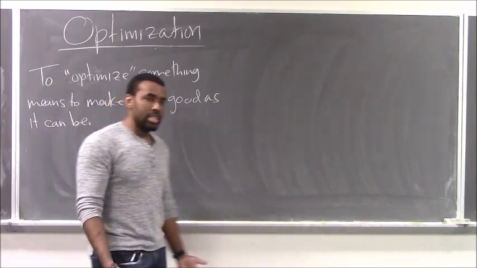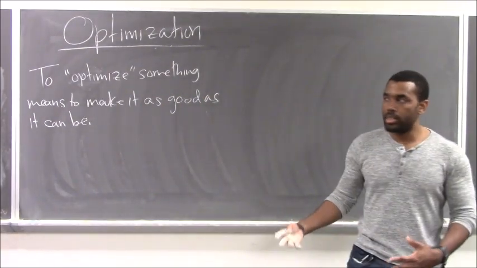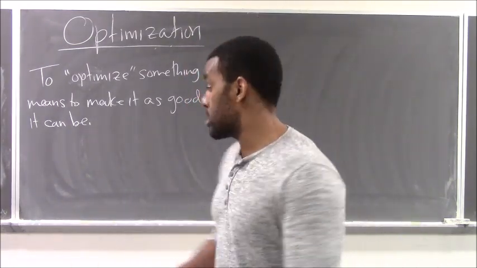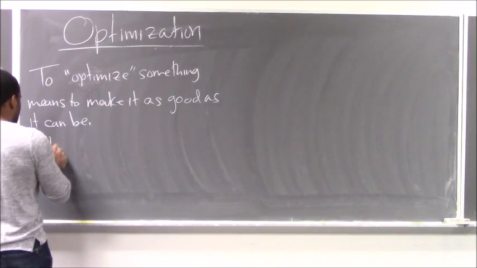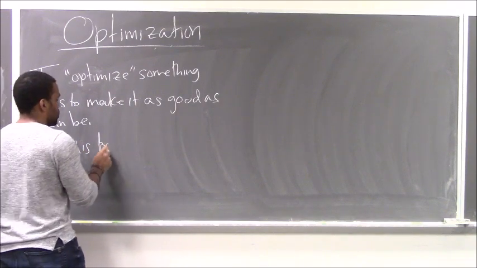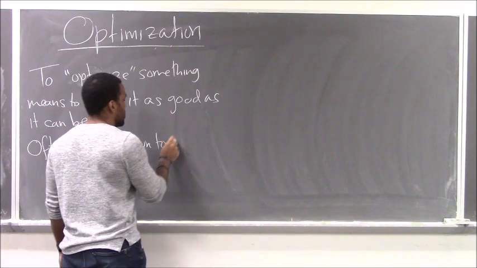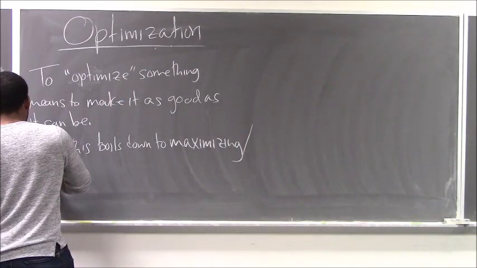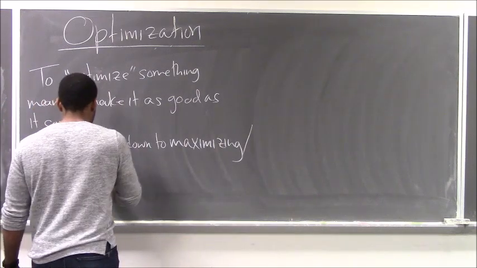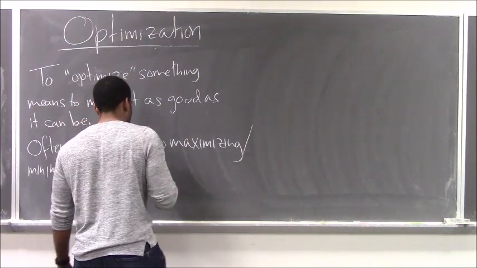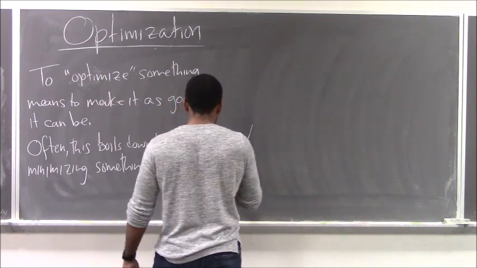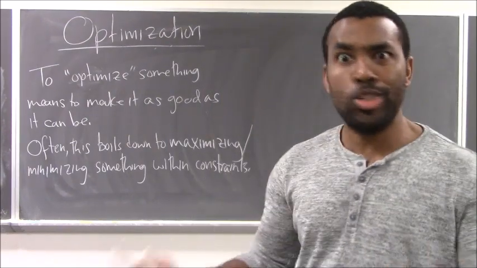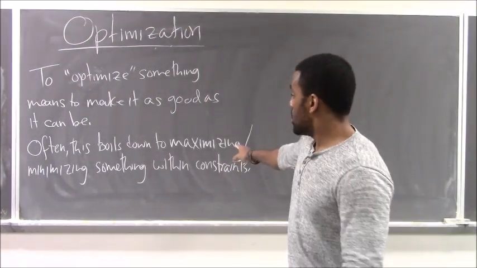To optimize something means to make it as good as it can be, which I know sounds a little bit vague, but there are many situations in which optimizing something really boils down to maximizing or minimizing it. Often, this boils down to maximizing or minimizing something within constraints. Now, once you see maximizing and minimizing, you're going to think, oh wait, derivatives help us with that. Derivatives help us maximize and minimize things within constraints.